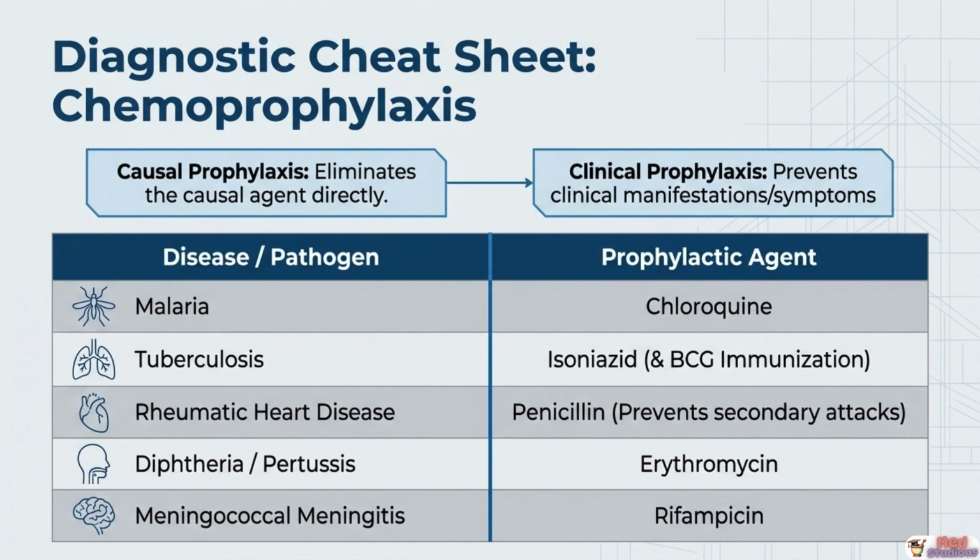For rheumatic heart disease, benzathine penicillin is given monthly as secondary prophylaxis to patients who have already had one episode of rheumatic fever, preventing further streptococcal attacks and progressive valvular damage. For diphtheria and pertussis contacts, erythromycin is the prophylactic agent of choice. For meningococcal meningitis contacts, rifampicin is used to eliminate nasopharyngeal carriage and prevent secondary cases.